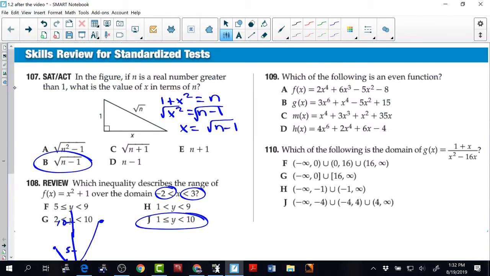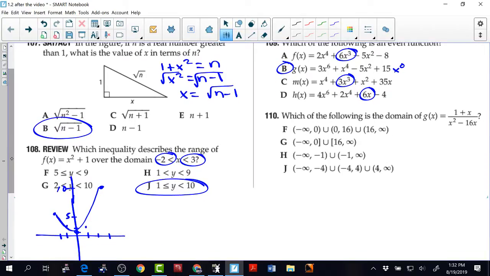109, which of the following is an even function? I'll make this simple. Even functions have all even powers. 4, 3, that ruins that. 6, 4, 2, and this is really x to the 0. So letter B is the answer. This one ruins that one, and this one ruins that one as far as being an even function. So that's the only one with all even powers.